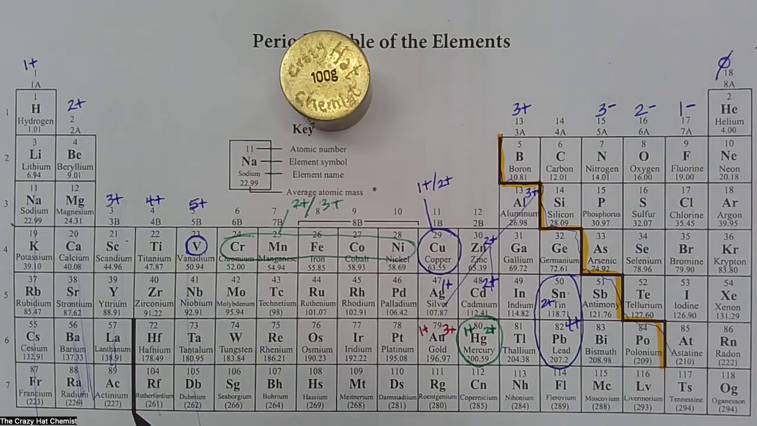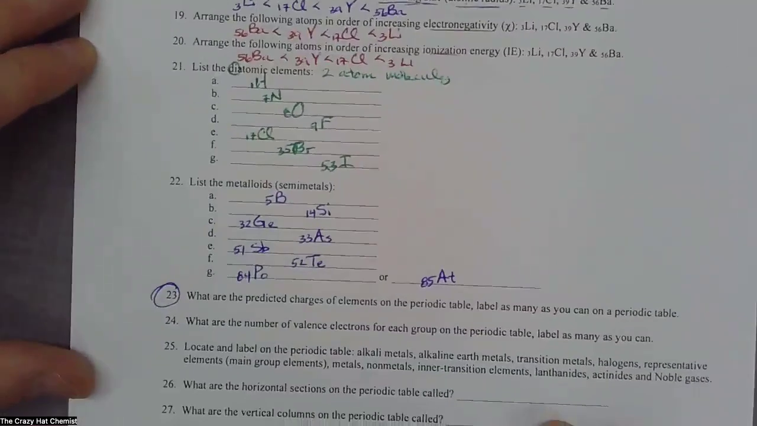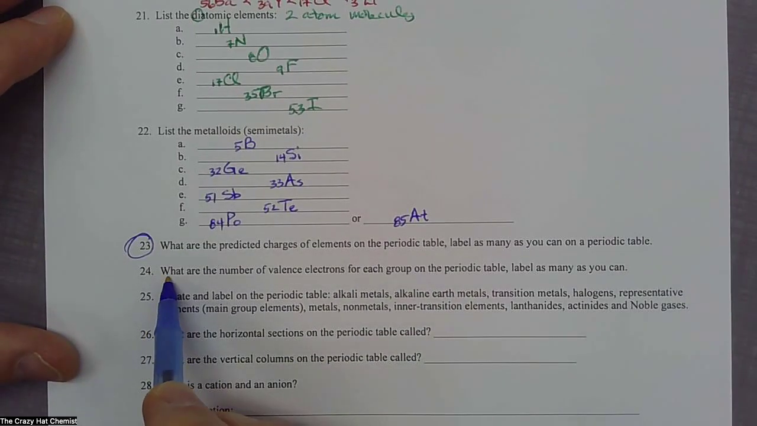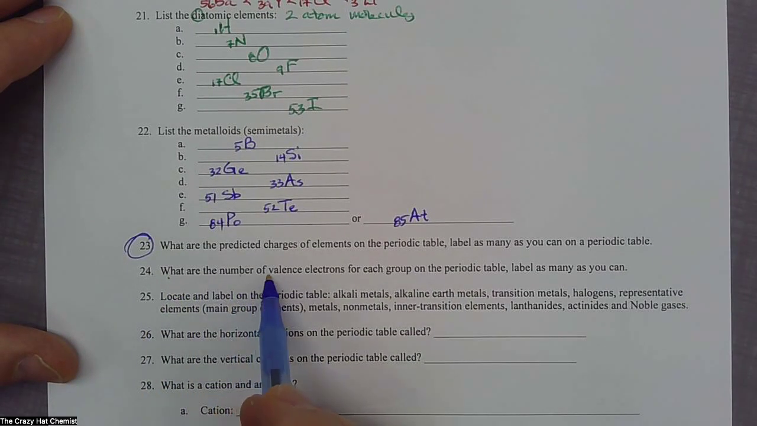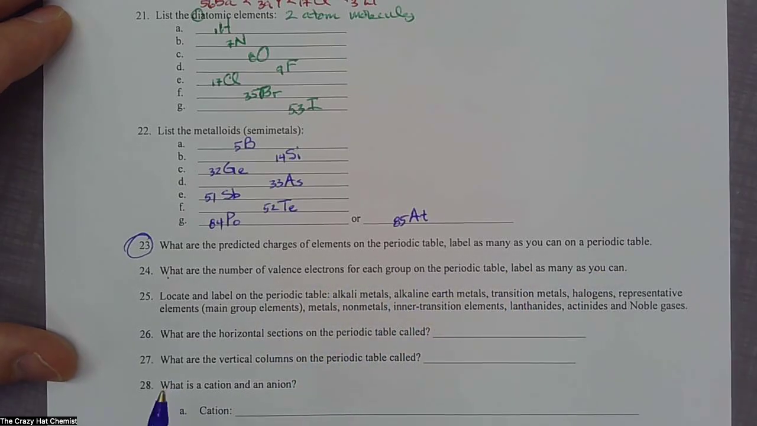Holy moly, that's awesome. All right, so that is it for that problem. Perfecto. And now that we have answered number 23, number 24: what are the number of valence electrons for each group on the periodic table? Label as many as you can.